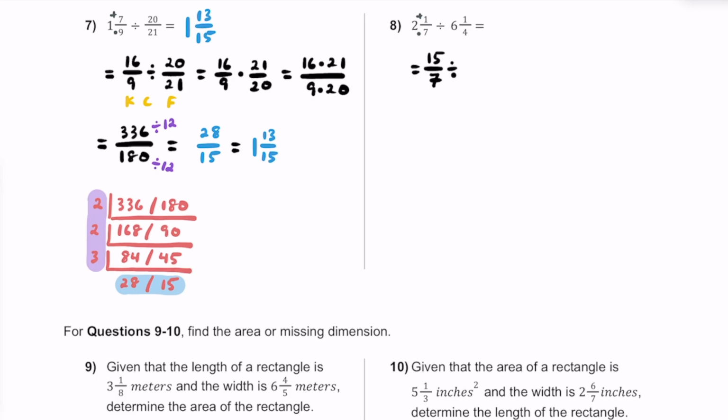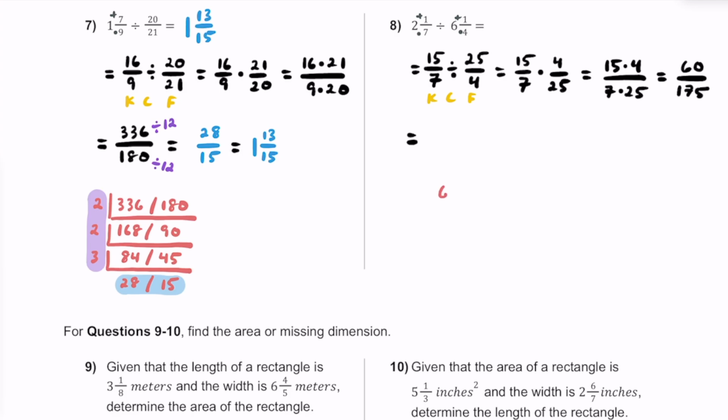And then divided by the second fraction, 6 times 4 is 24, plus the 1 on top is 25. So we're looking at 25 over 4. All right, so this is our division problem written using just improper fractions. Let's now rewrite it as a multiplication problem. The same thing is 15 over 7 multiplied by 4 over 25. Rewriting this as one fraction, we have 15 times 4 on top, and 7 times 25 on bottom. On top, 15 times 4 is 60, and on bottom, 7 times 25 is 175.